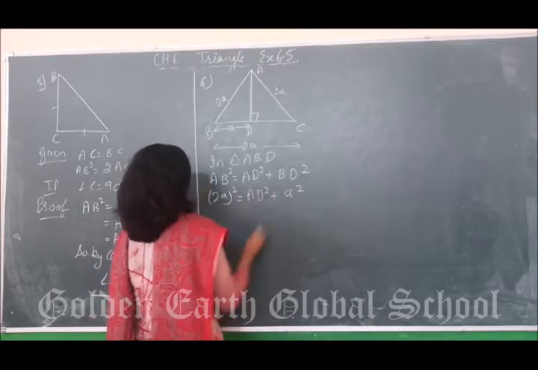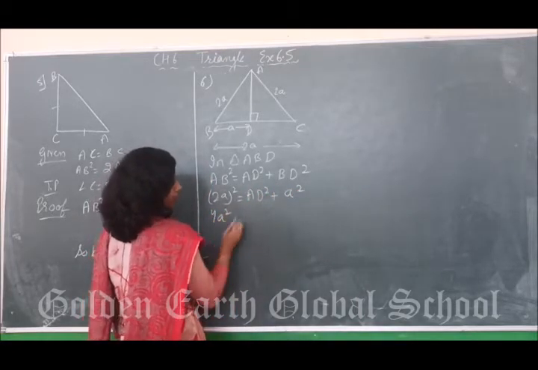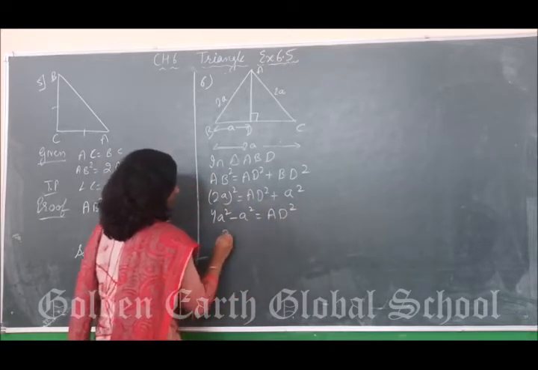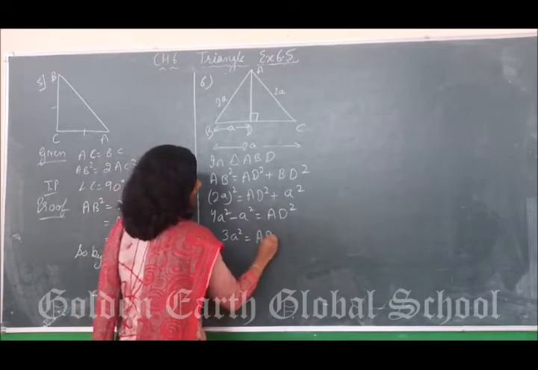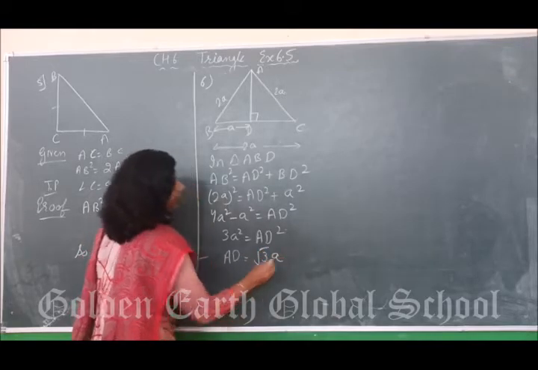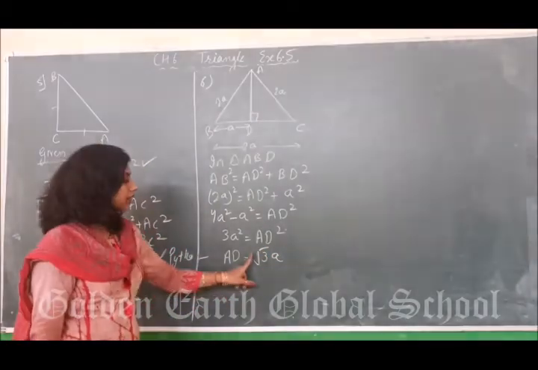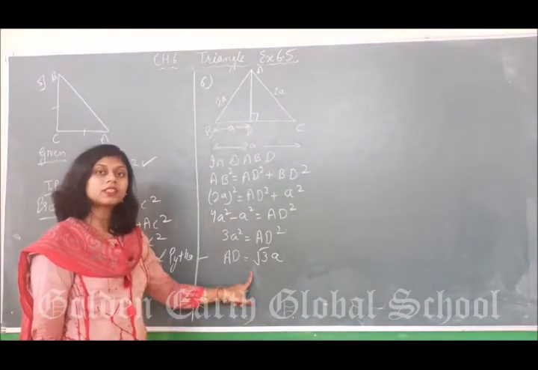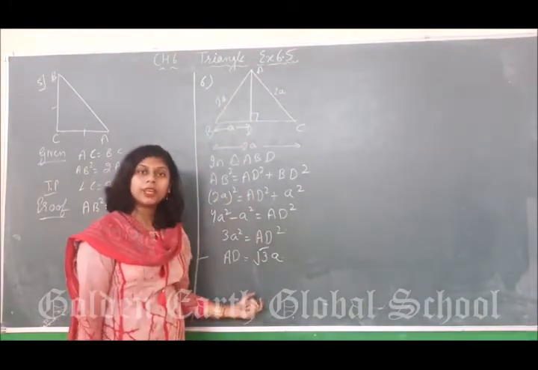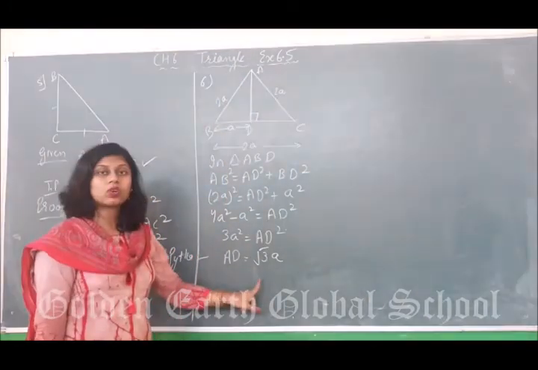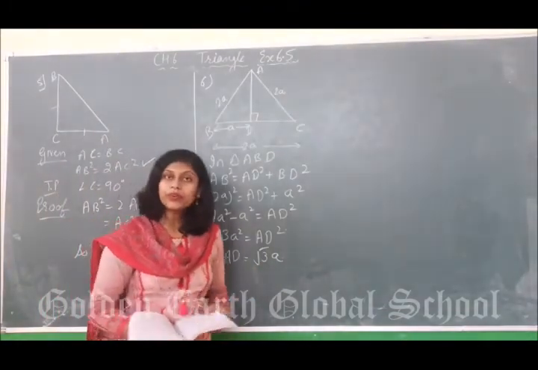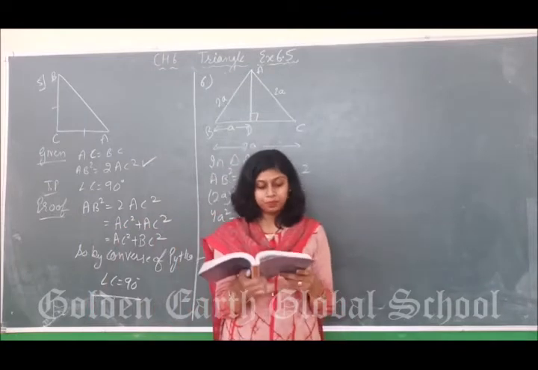BD is only a square. So I am solving, 4a square. This a square will be shifted to left hand side, 3a square. Taking square root both sides, so this AD is equal to root 3 a. While taking the square root, we are applying the sign plus minus. But here we will consider only positive sign because length of any side cannot be negative. So we will write AD is equal to root 3a. This is the length of altitude. In equilateral triangle, length of each altitude is same.